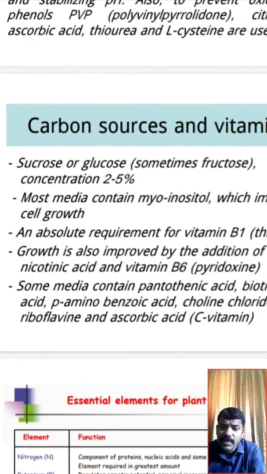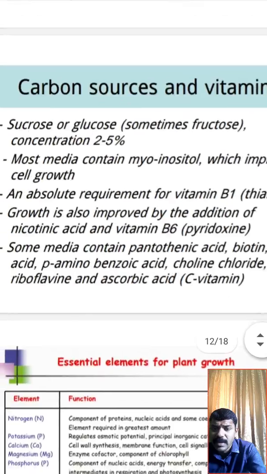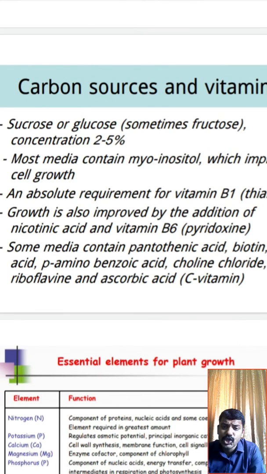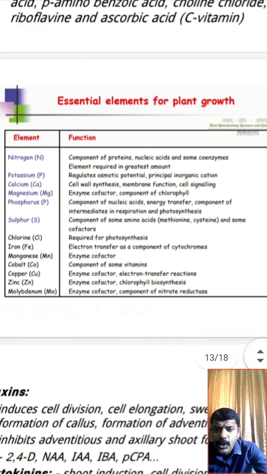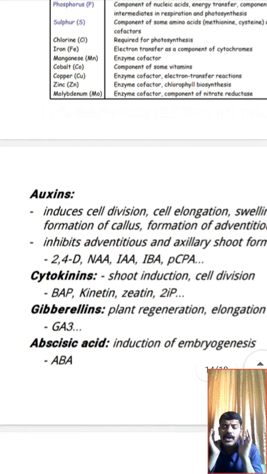Then an absolute requirement for vitamin B1 is there. Thiamine can be used. Growth is also improved by addition of nicotinic acid and vitamin B6, that is pyridoxine. So some media contain pantothenic acid and benzoic acid. So already we have seen the applications of these macronutrients. Now we will talk about plant growth regulators.